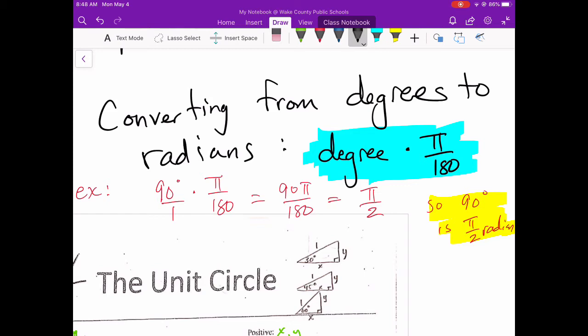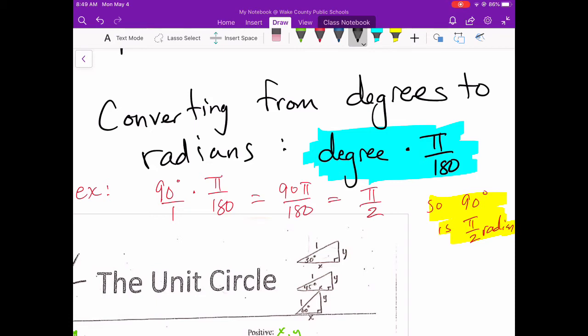Radians, real quickly, is another way of measuring angles of a circle. And what they do, instead of putting them in degrees, is put them in terms of pi. So if a full lap around a circle in degrees is 360, a full lap around a circle in radians is 2 pi. So you're going to be some fraction of that 2 pi when you're doing the angles of a circle in radians. If I want to convert from degrees to radians, I'm going to take the degree measure and multiply it by pi over 180.